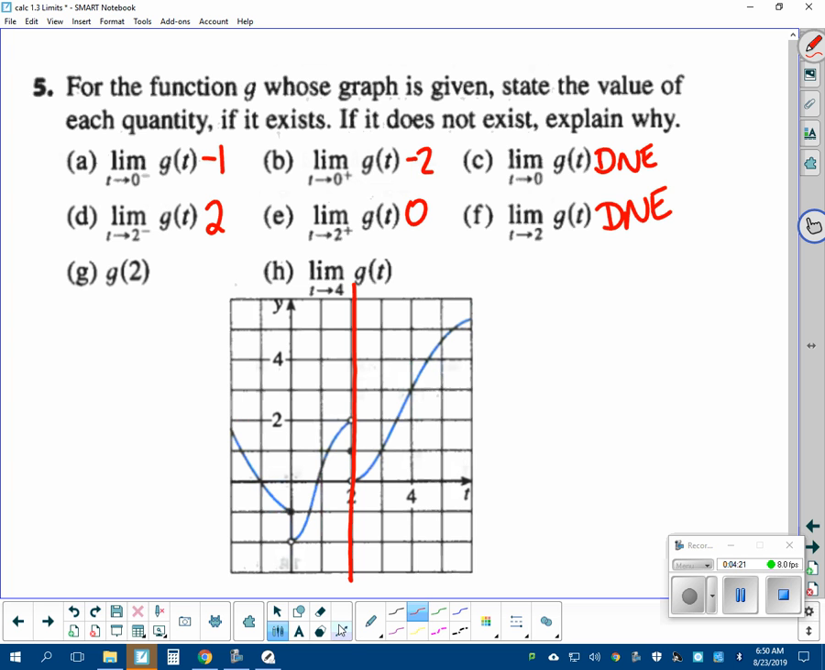The function value at 2, now I need to erase my line so I can actually see what is happening at 2. So limits don't care what's happening at exactly that number, but of course function values do. So at 2, your point is 1. So notice that the left-sided limit, the right-sided limit, the full limit, and the function value are all different, and that's perfectly fine. And then lastly, the limit as t approaches 4, it's the full limit. It definitely exists. It's coming to the same place, and that y value is 3.